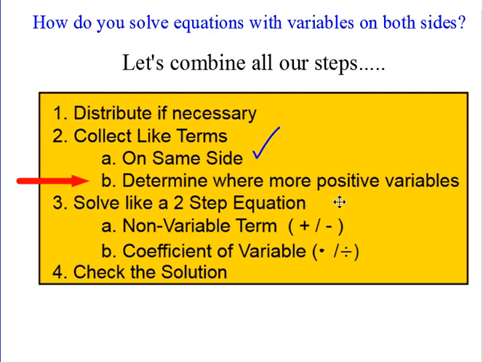The reason for this is so you have positive coefficients only. It'll make it easier. That way you either multiply or divide by a positive number as opposed to a negative number. And then you want to solve it like we have before, like a two-step equation. You deal with the non-variable term first, which is called the constant. We would add and subtract that. Then you deal with the coefficient of the variable term. Then we would multiply or divide. Remember, we always check our solution to make sure that we are correct.